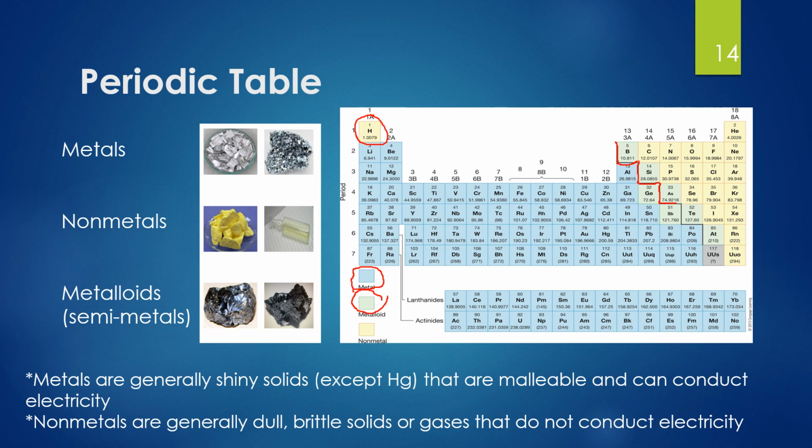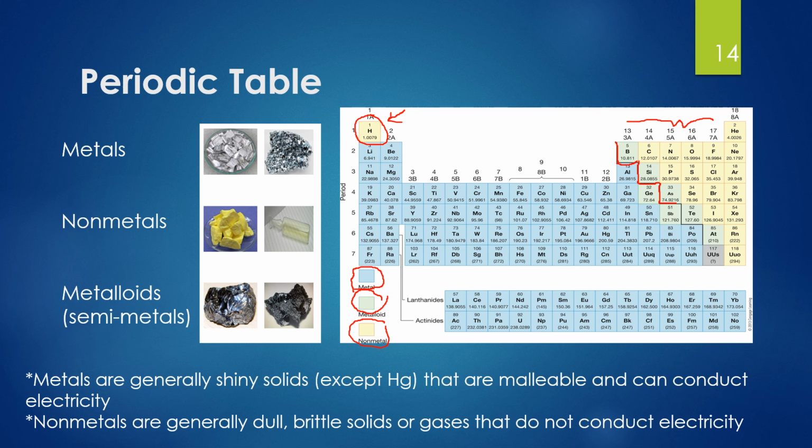Last but not least, the nonmetals in yellow, as you can see from the key here. So they're all going to be on this side of the periodic table. Notice that hydrogen is an exception. It's hiding over here with the metals, and we'll talk about why that is later on in future lessons. So what do you need to know about metals, nonmetals, and metalloids?